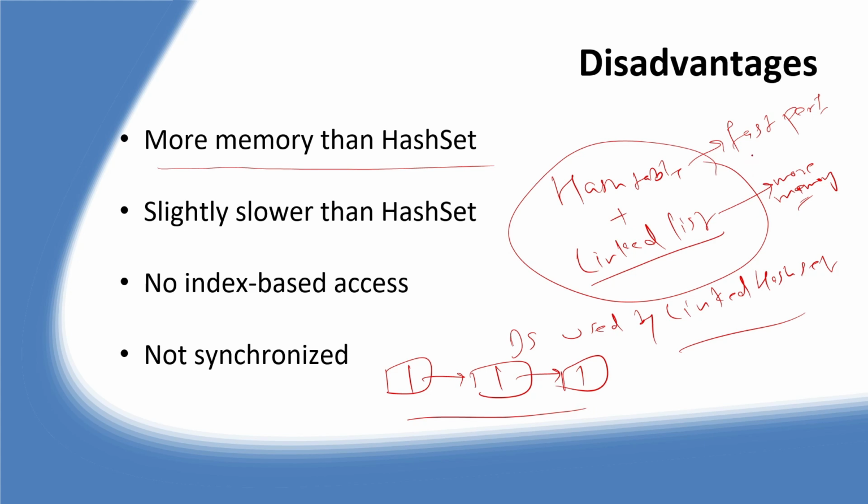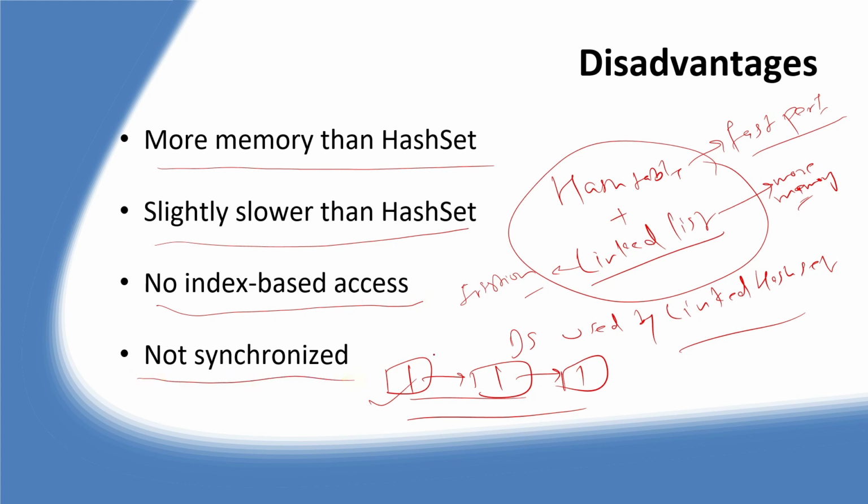So this will consume more memory. Okay, it is giving faster performance, but with more memory, and more memory, but it gives the feature of maintaining insertion order. Okay, so more memory consumption, slightly slower, no index-based access. It does not support index-based operations. Okay, and it is not synchronized. So these are some of the advantages and disadvantages of the LinkedHashSet.